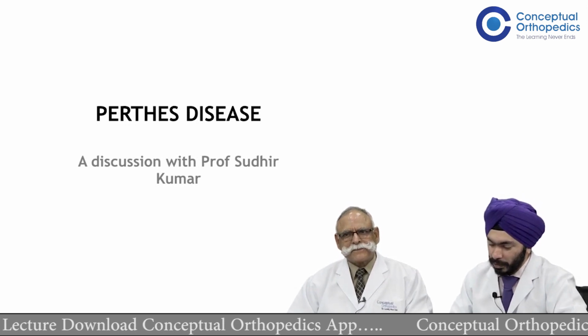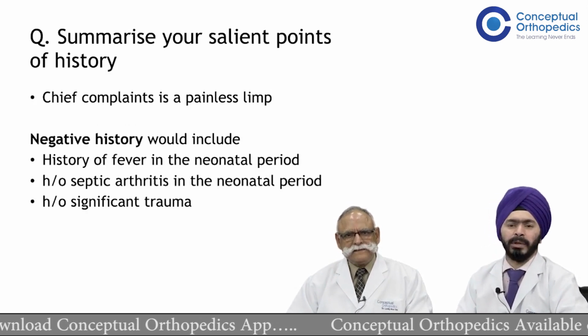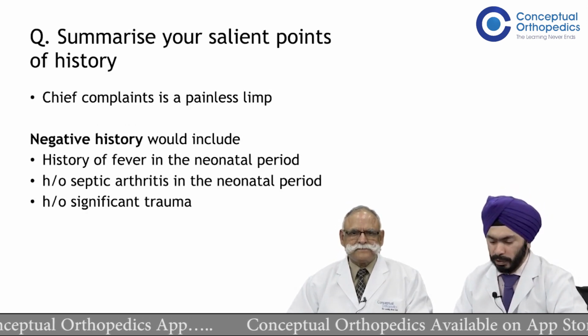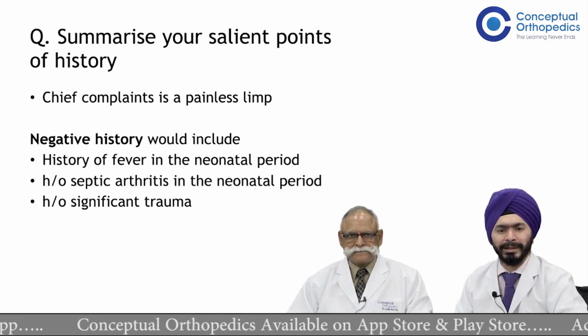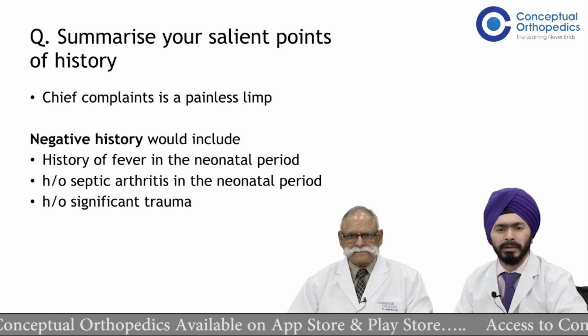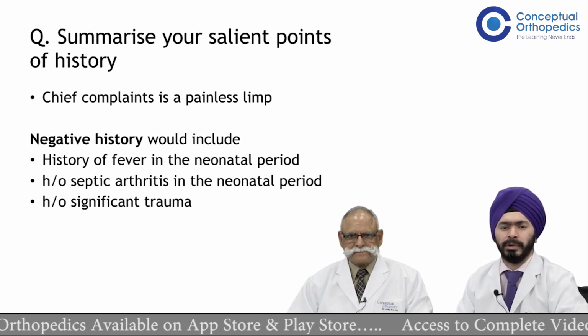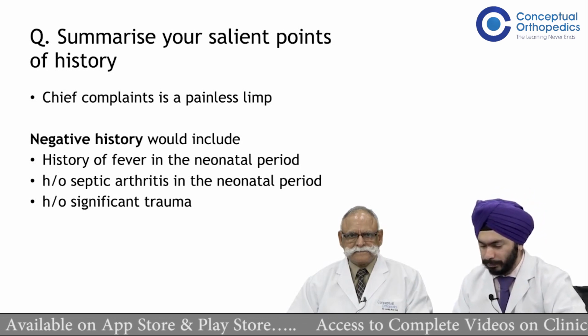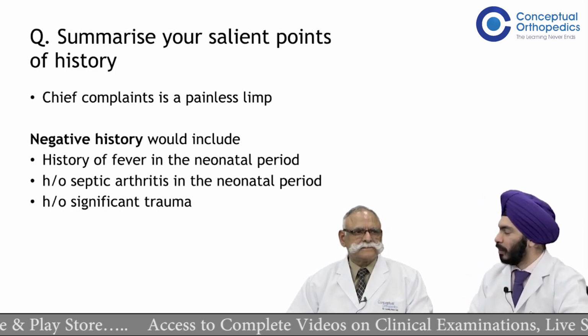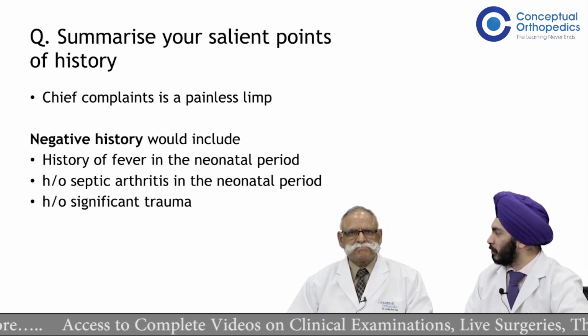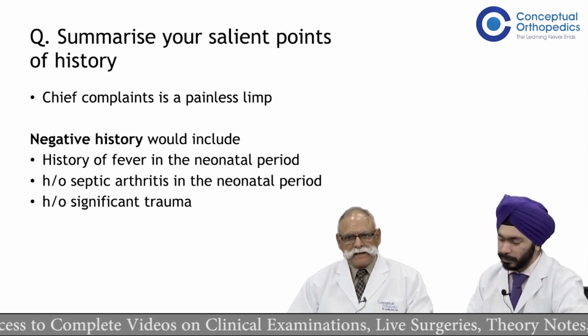So, this is a common long case which is given to you in your exam. At the end of your history taking, you'll be asked to summarize what are the salient points of your history. So, sir, what should the examinee say as the salient points in a case of Perthes disease?